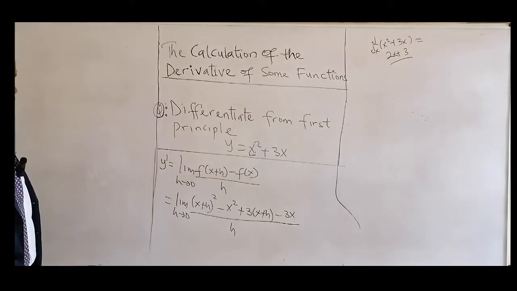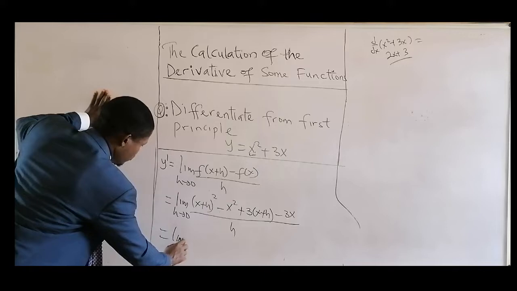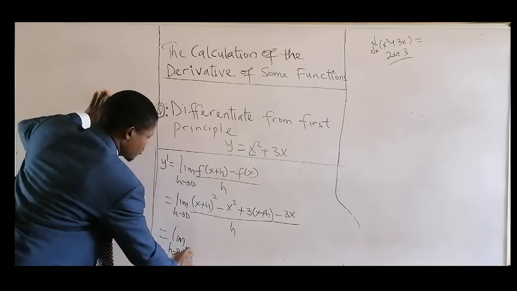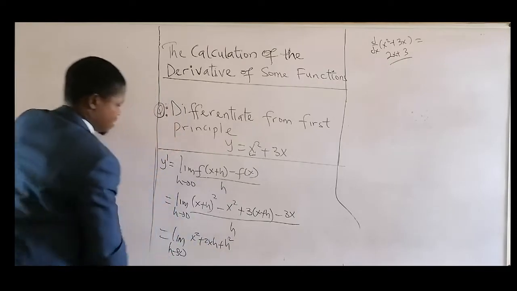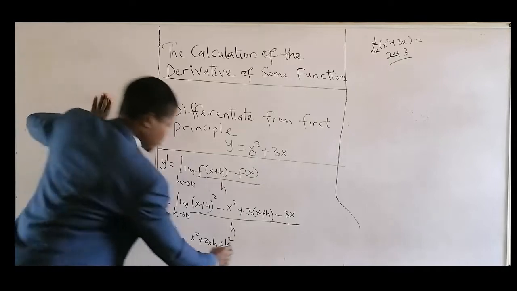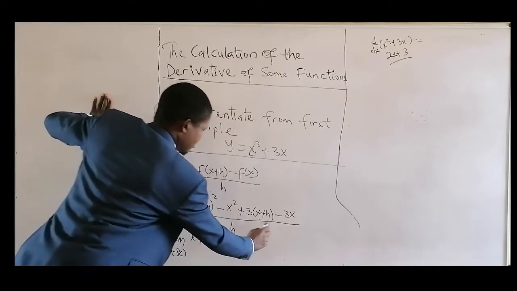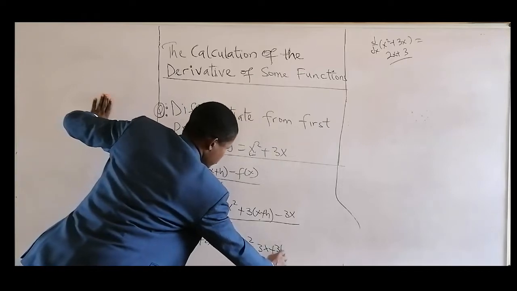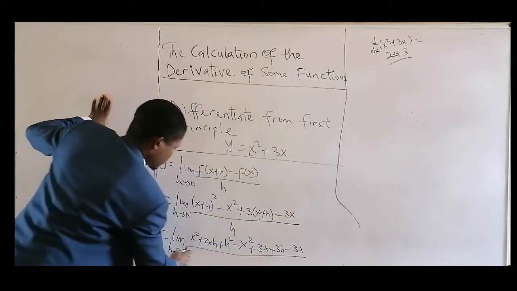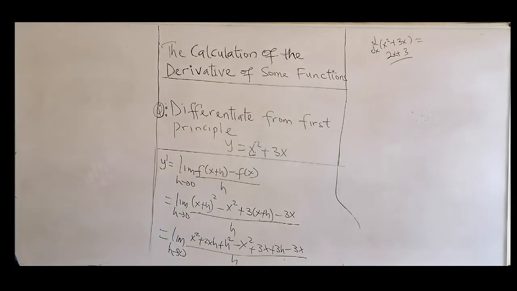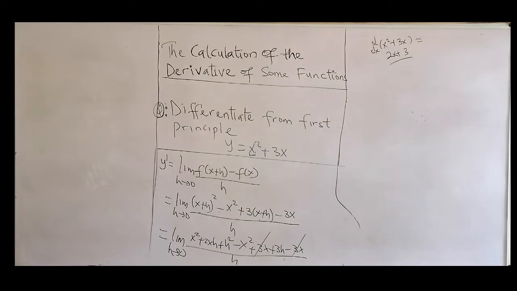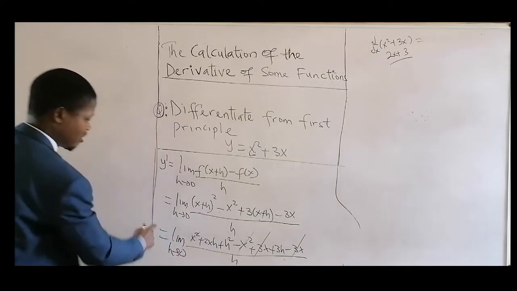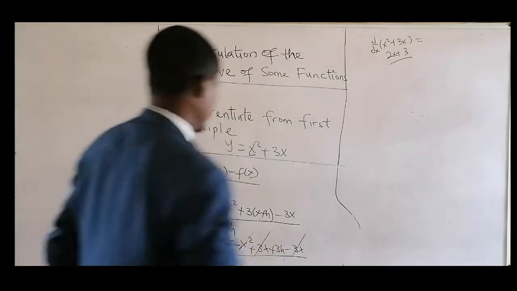So then the next thing to do is your expansion. This will be equal to x squared plus 2xh plus h squared. Expand this, and then minus x squared. Then expand this one, that will be plus 3x plus 3h minus 3x, all over h. Then what's the next thing? What can cancel here? This one can cancel. x squared is here, x squared is here, plus minus can also cancel out. So let's write what is left.